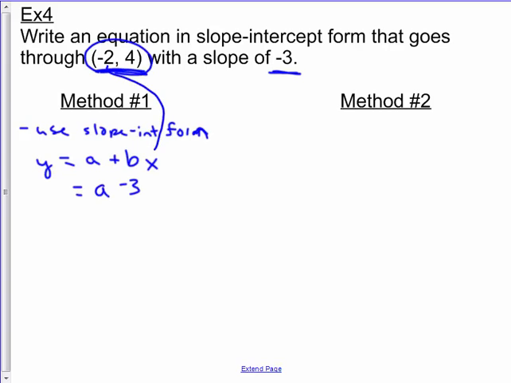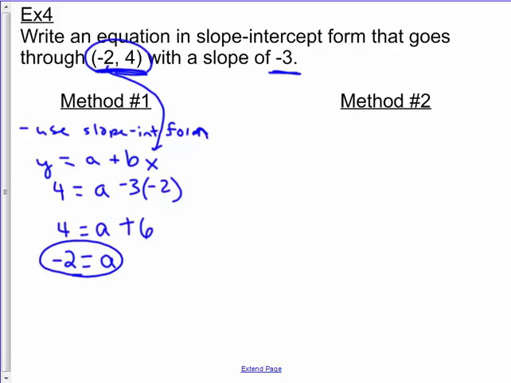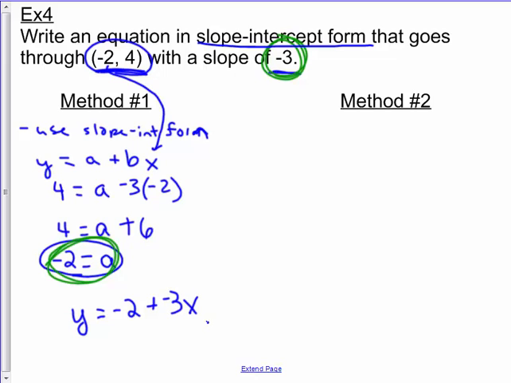But I have to have an x and a y here. So I know that x and y works in that equation. So I'm going to plug it in and find what a is. When I solve, a is negative 2. Now remember, a was what? My y-intercept. So it asked me to write it in slope-intercept form. So I have the slope, I have the y-intercept. It's going to be y equals negative 2 plus negative 3x, or again, minus 3x.